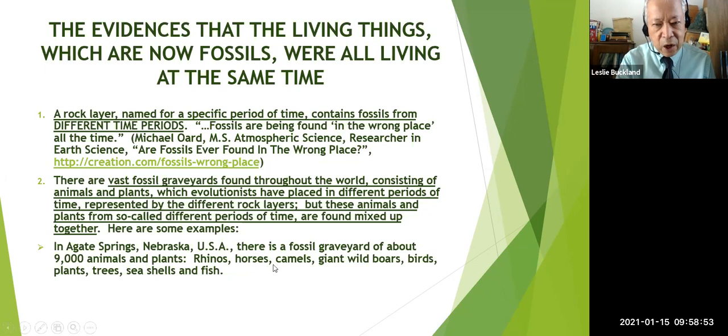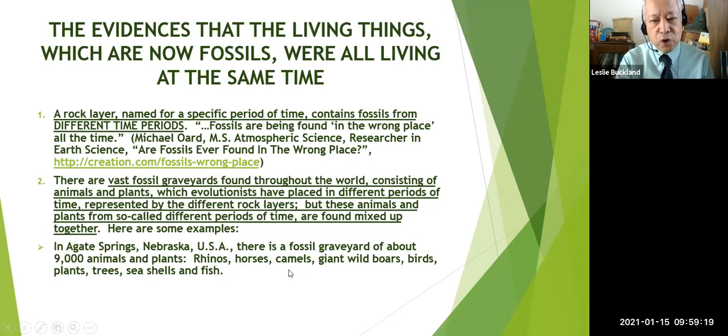How is it that they say that reptiles evolved into birds, and yet you have birds along with reptiles? This is just a list of some of the animals. There were 9,000 animals. This is just trying to show who some of these animals were.